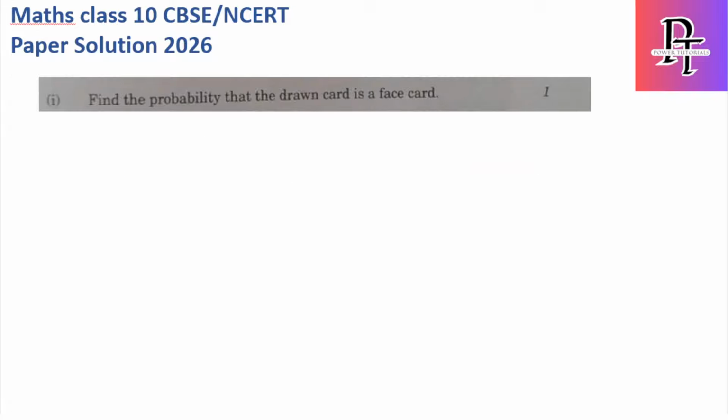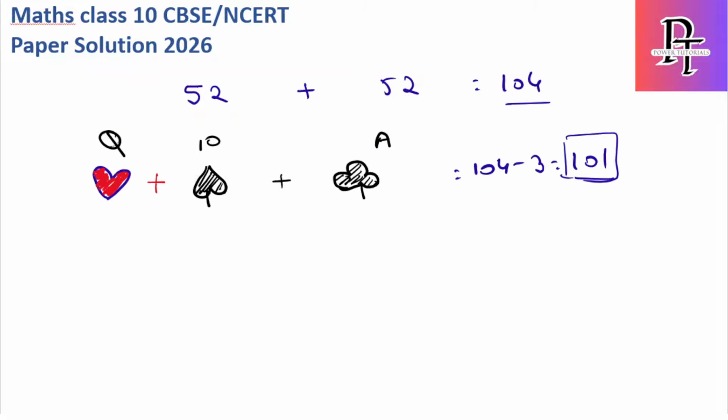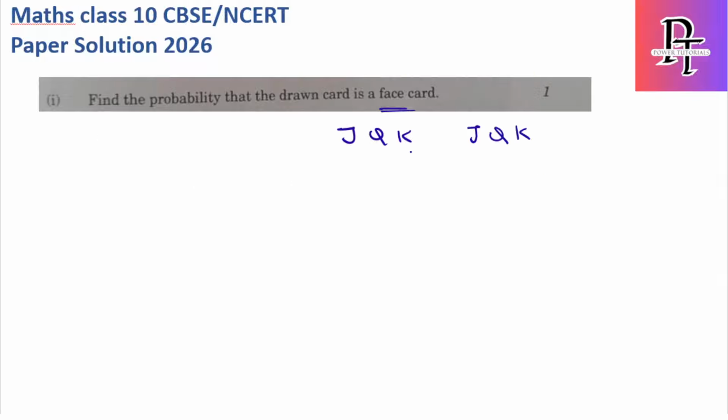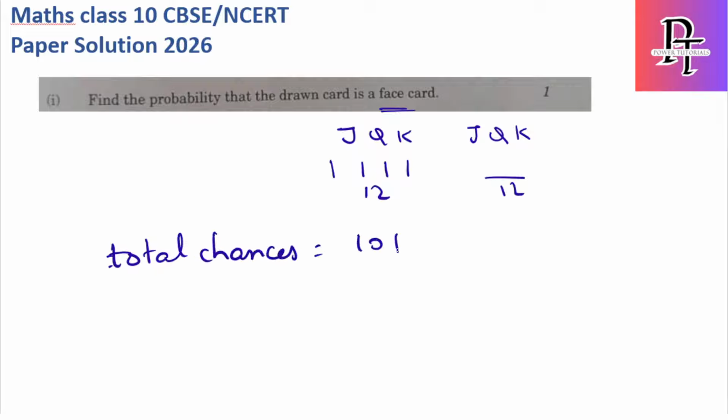Find the probability that the drawn card is a face card. How many face cards are there? Face cards are Jack, Queen, and King in the first set, and in the second set also Jack, Queen, and King. But we have noticed what is removed. One Queen is also removed from one set. So from each set we have 3 for 1, 3 for 1, 3 for 1, 3 for 1. So total 12 in one set, and again 12 in the other set. Out of this, 1 is removed because 1 Queen is removed. So first I will write the total chances, which we already know is 101 because 3 are removed.